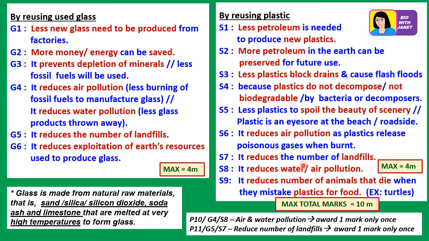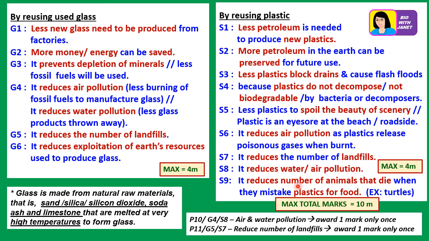And it reduces the number of landfills. Same point as for this one, G5. Okay, and S7, and just now P11. So altogether, even though you write 3 times, reduce number of landfills, you get only 1 mark. Okay, it reduces water and air pollution. Okay, because less plastic bags will be thrown into the rivers, less plastic bottles and plastic bags, and even plastic forks and spoons.